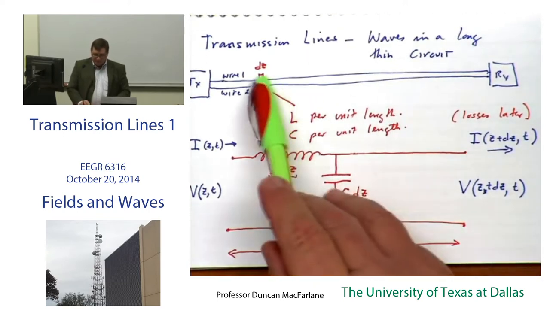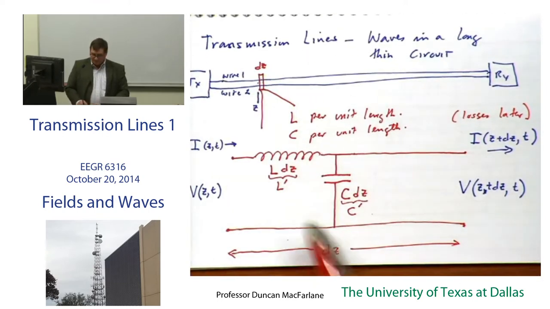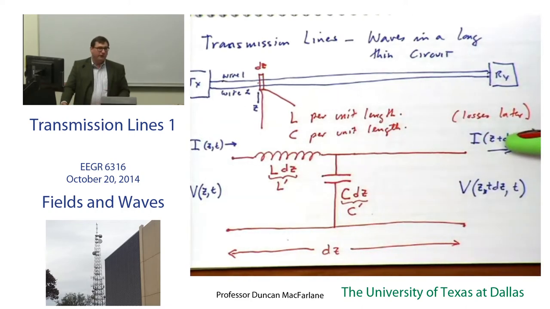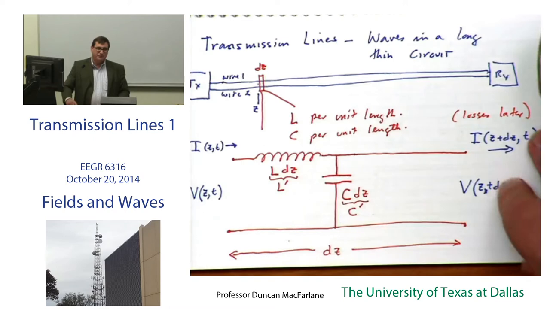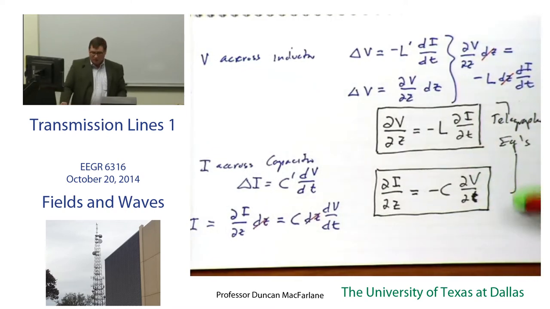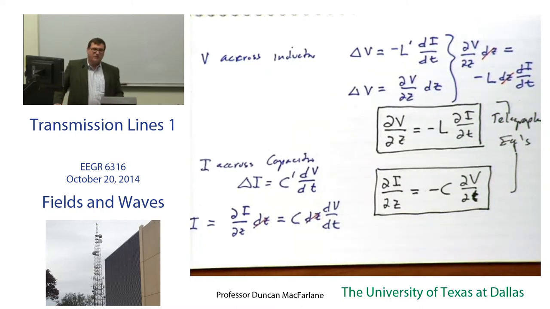in a length element dz, a tiny little sliver of this transmission line, I have a small inductance and a small capacitance. I have a current flowing in and a current flowing out, and that creates a bit of a headache on a minus sign if you're trying to relate this to other two-port theorems. And then a voltage on the input, a voltage on the output. And we calculated, as our principal result last time, the telegrapher's equations. Okay, that tells you what century we're in.